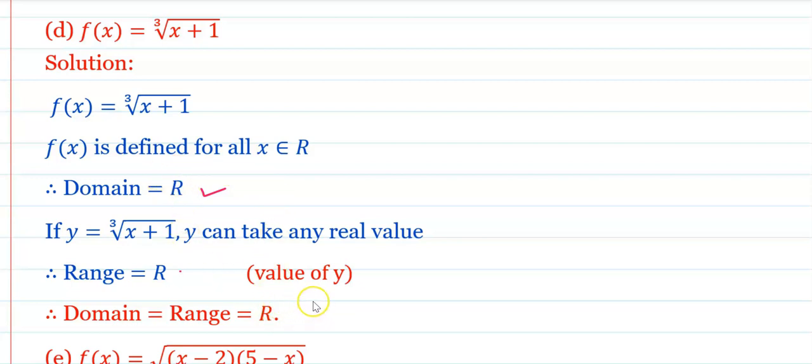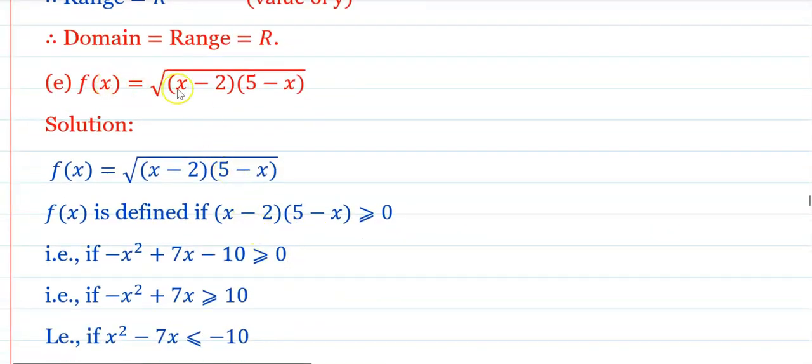Again, the next: f of x is equal to the square root of (x minus 2) into (5 minus x). Okay, f of x is defined when this must be positive. Radicand side मध्ये जे काय असेल ते पॉझिटिव्ह असलं पाहिजे. It's greater than or equal to 0.